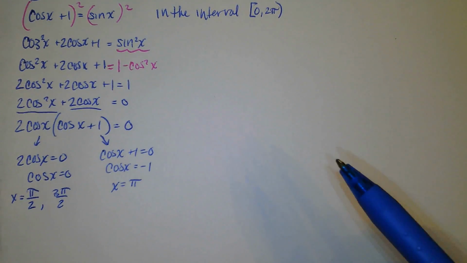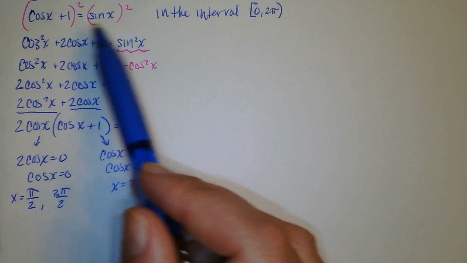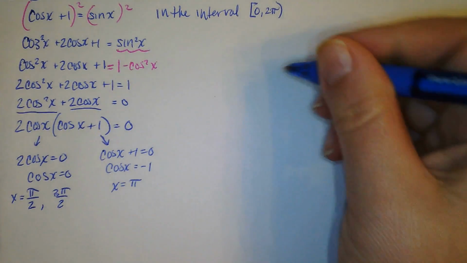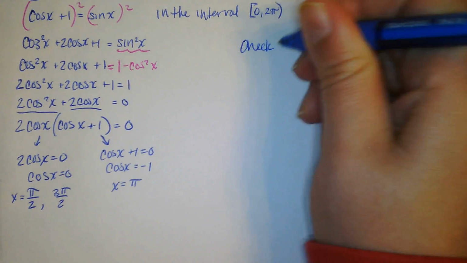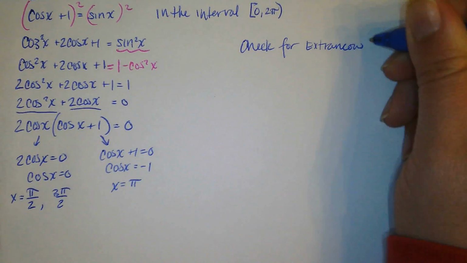Now, one thing that we do have to do that's a little bit different on this one is because we squared both sides. When you take a square root, you get a plus or minus, and when you square, it's always positive. So that whole plus or minus, then always positive thing could create an extraneous solution. So we have to check for extraneous solutions.